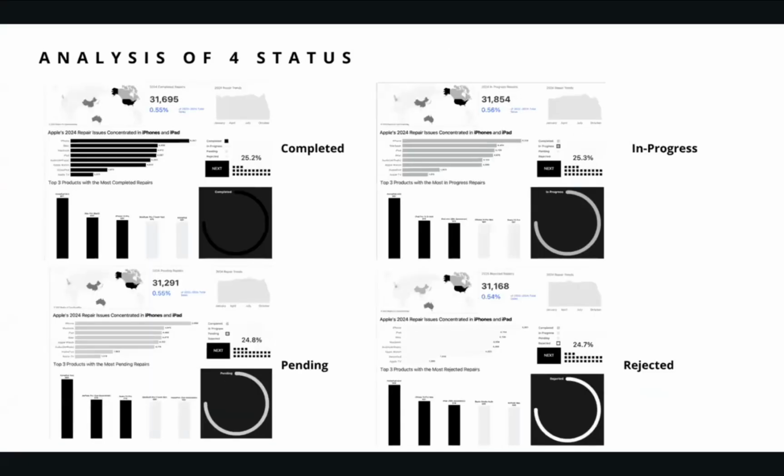The four repair statuses are distributed very evenly in 2024, each accounting for approximately one quarter of total repair cases. Overall, the similarity in geographic patterns, product composition, and volume across statuses suggests that repair issues are driven more by product scale than by inefficiencies in specific stages of the repair process.